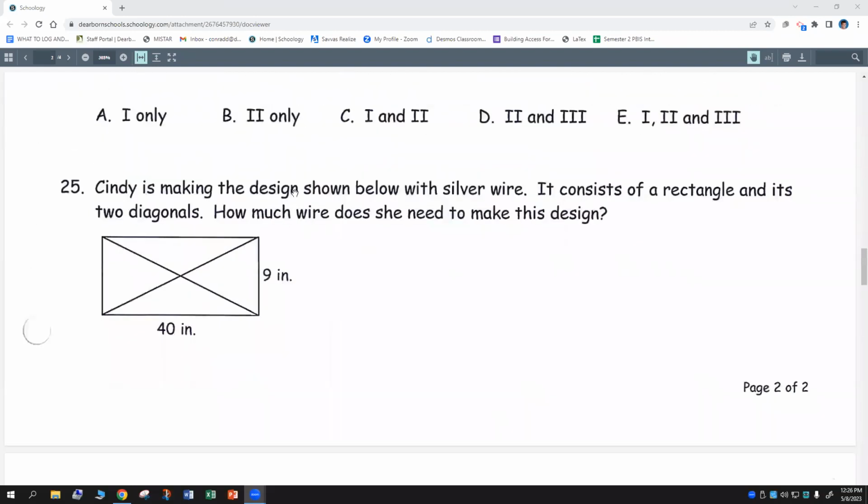All right, Cindy is making the design shown with silver wire. It consists of a rectangle and its two diagonals. How much wire does she need to use? So we need to use the Pythagorean theorem here to solve for the length of the diagonal and then add all the pieces together. So we need to do 9 squared plus 40 squared equals c squared, or x squared. And call this x. All right, so 9 squared is 81. 40 squared is 1600 equals x squared. So this is going to be 1681 equals x squared.